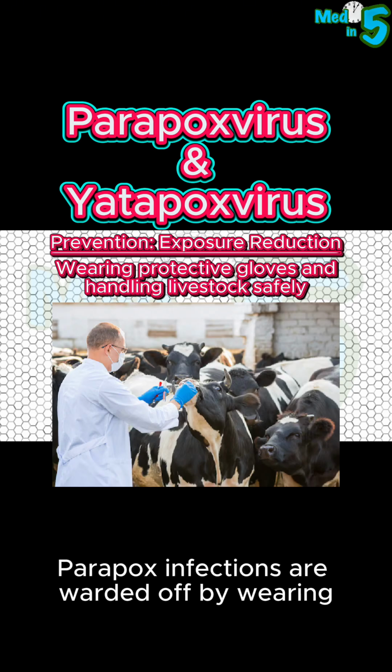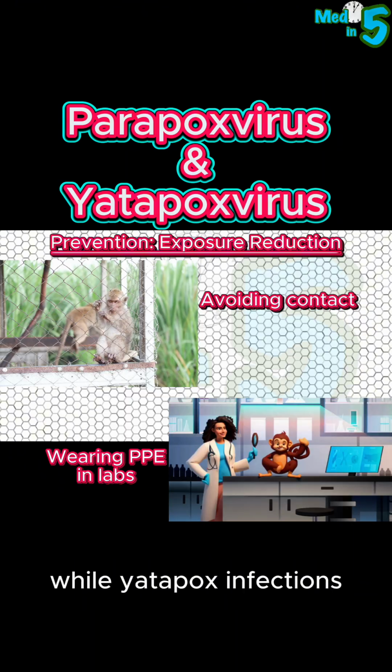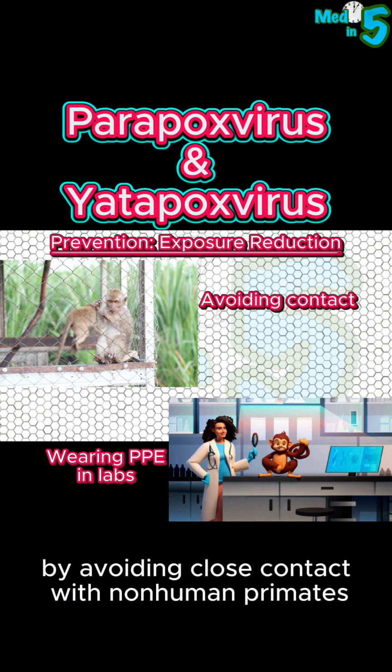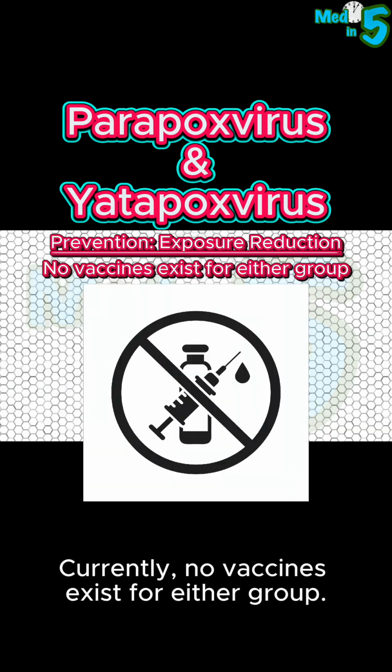Parapox infections are warded off by wearing protective gloves and handling livestock safely, while Yatapox infections are prevented by avoiding close contact with non-human primates or using protective measures in laboratories. Currently, no vaccines exist for either group.